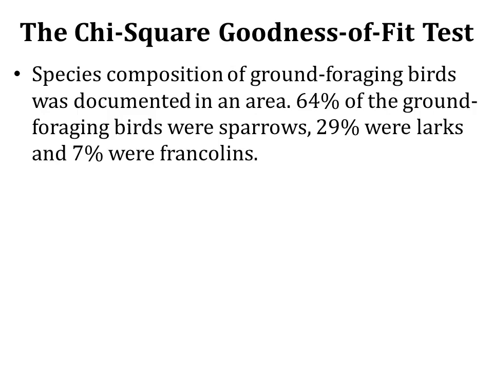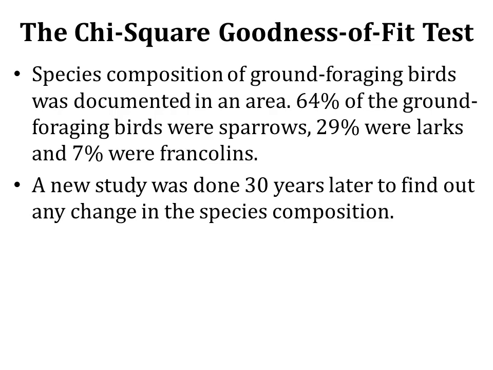Then we have another example of the chi-square goodness of fit test, and this example is about the species composition of ground foraging birds. 64% of the ground foraging birds in that area are sparrows, 29% are larks, and 7% are francolins. These observations were made in studies done in the past in that area. So this is the frequency distribution that we have in that area.